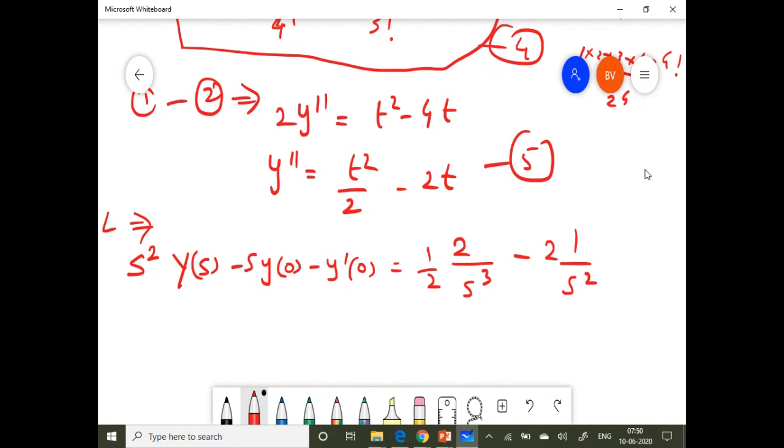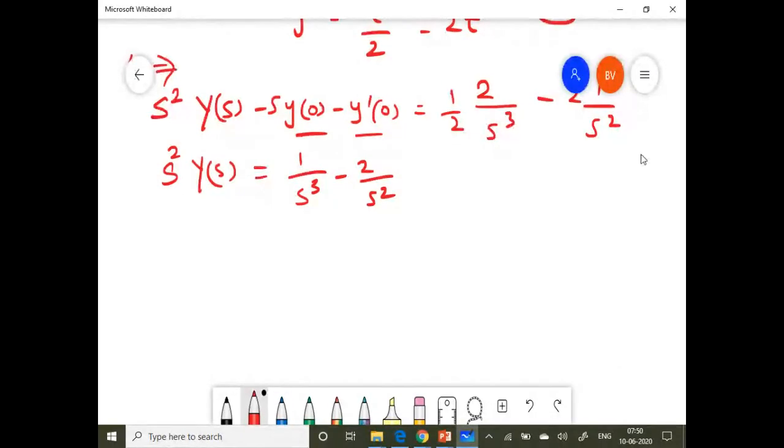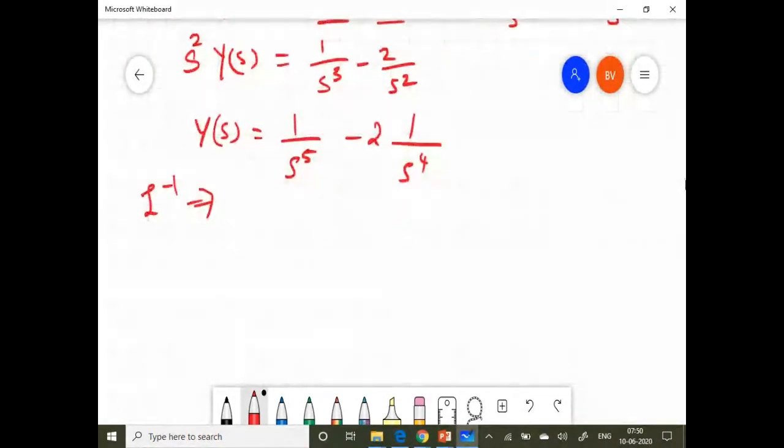What is the value of y of 0 and y prime of 0? Both are zeros, because only one initial condition is non-zero. So s square Y of s, with these two terms zero, is equal to 1 over s cube minus 2 over s square. Therefore, Y of s is equal to 1 over s raised to 5 minus 2 times 1 over s raised to 4. Take the Laplace inverse on both sides, and you will get the final answer, y of t.